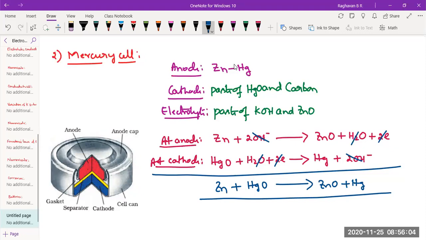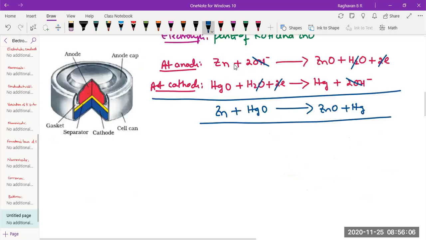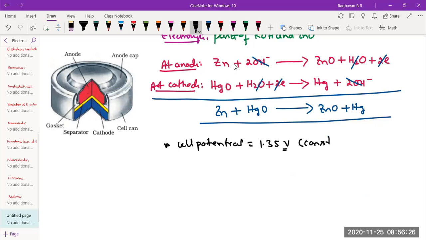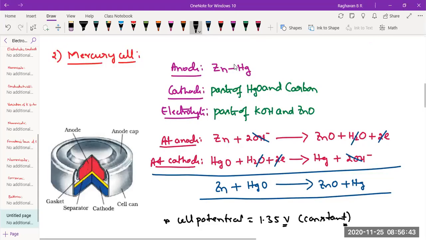And the voltage, the cell potential developed here, is around 1.35 volt, and it is constant for the entire usage of the battery. Okay, so it is used in watches, toys, hearing aids, remote control, all these things. Of course, a little expensive compared to the dry cells. Come on, write down this.